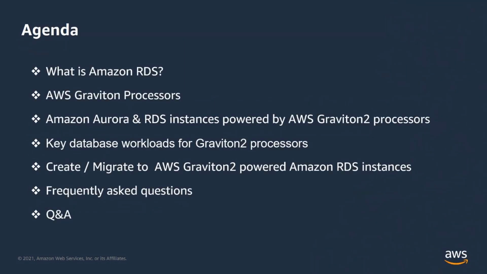So here's the agenda. Let's start with what Amazon RDS is and some background. I will then talk about the options customers have when it comes to the choice of processors for relational database workloads in the cloud. And then move into Amazon Aurora and Amazon RDS instances powered by the AWS Graviton2 processor. I will also touch upon how it improves the price performance of Amazon RDS and Aurora. Then share some sample workloads where Graviton would shine. We'll conclude the session with some frequently asked questions and later open up for question and answer.